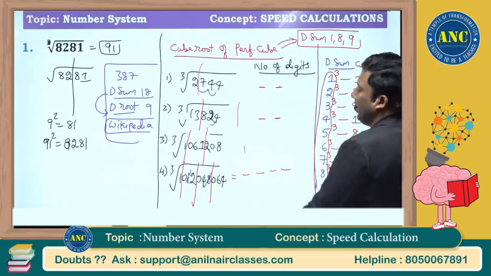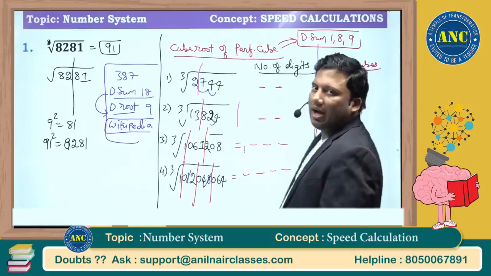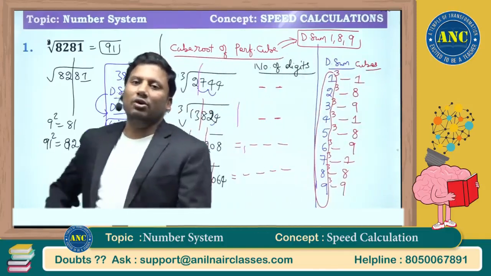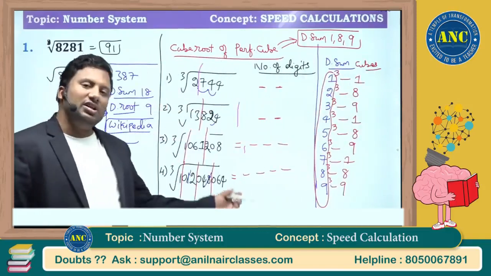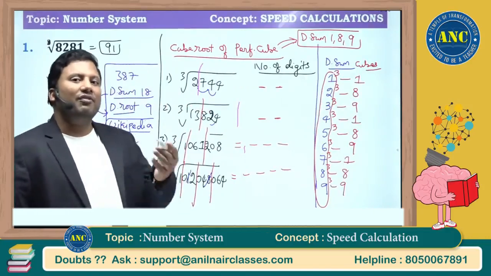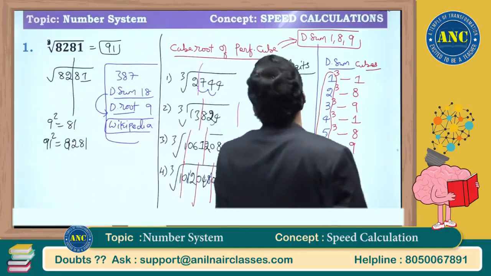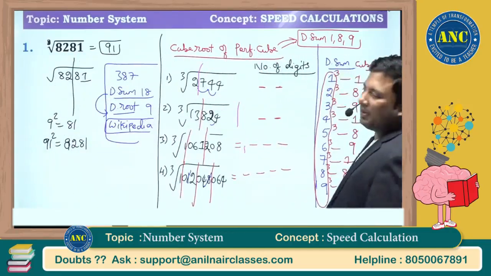I hope the idea is clear. Here 1, 2, 3. The answer will have 3 digits. How to find out the number of digits in a perfect cube? Even if it is given as 4th power or 5th power, you can use this logic. I hope it is clear.